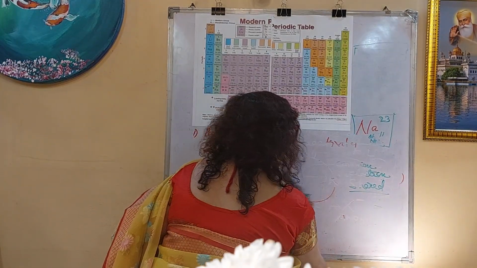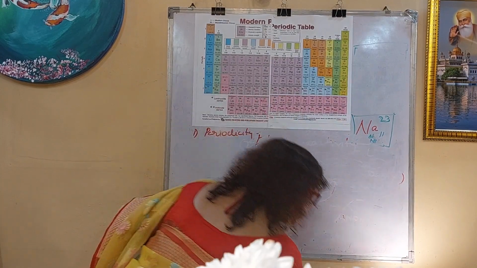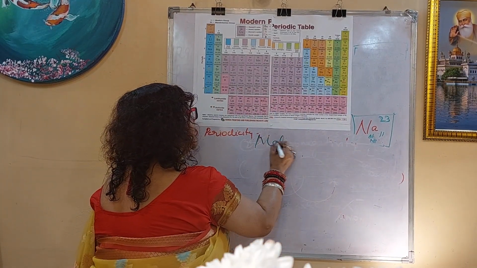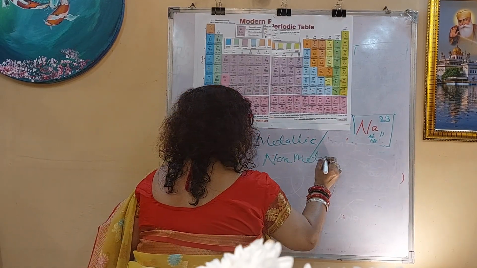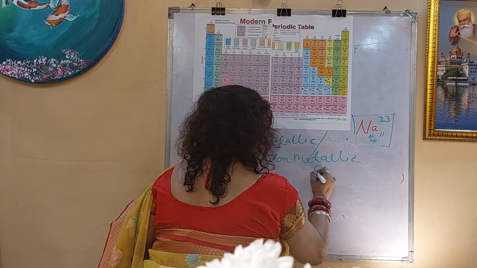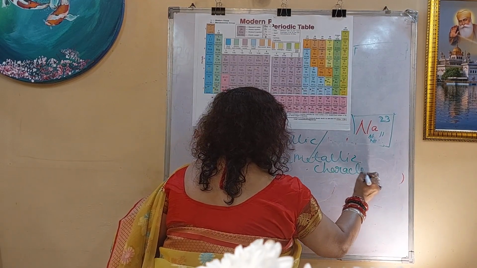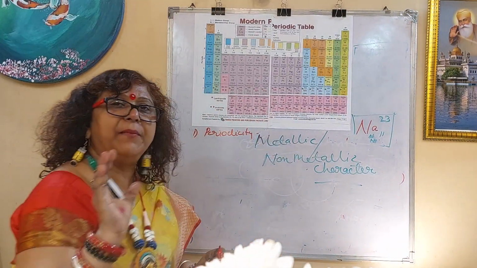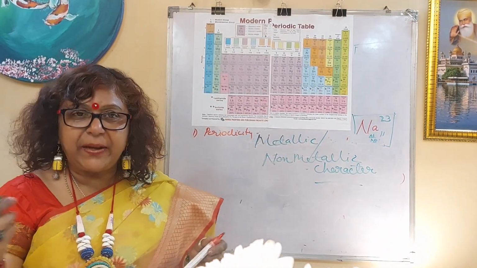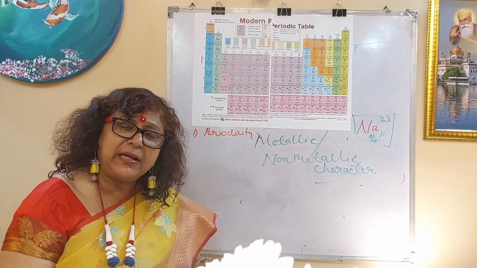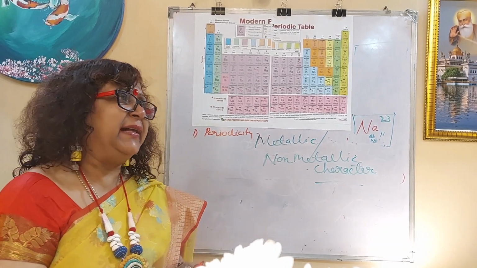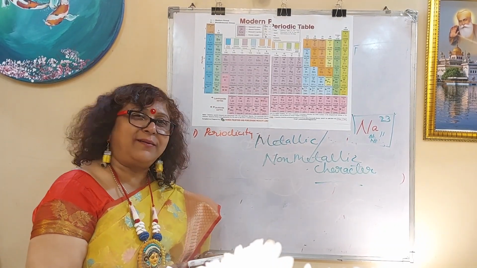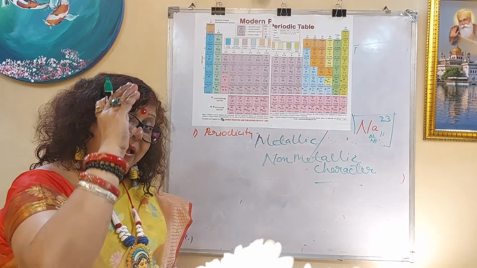Okay. Now the next trend which you will study will be metallic and non-metallic character. Okay, metallic and non-metallic character. Now, what is the metallic and non-metallic character? Metallic, you have read in your junior classes. Metals are those whose physical properties are that they are ductile, sonorous, malleable. Non-metals are not malleable, non-ductile. They are the physical properties.